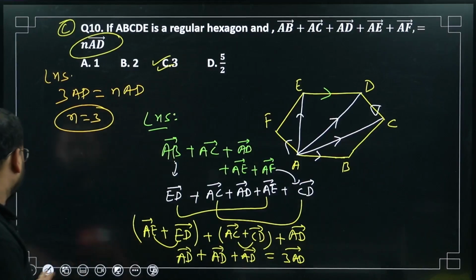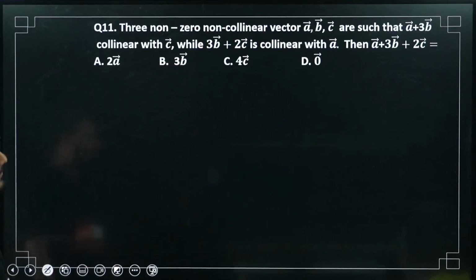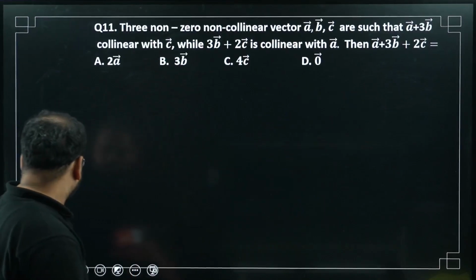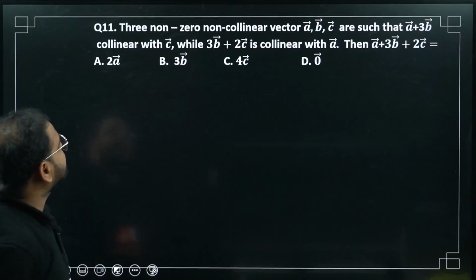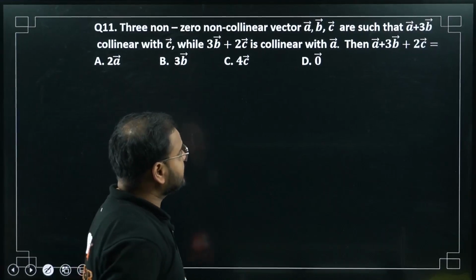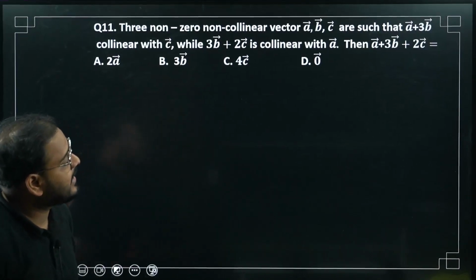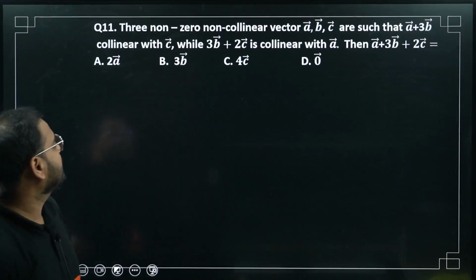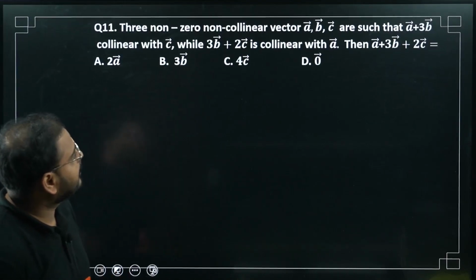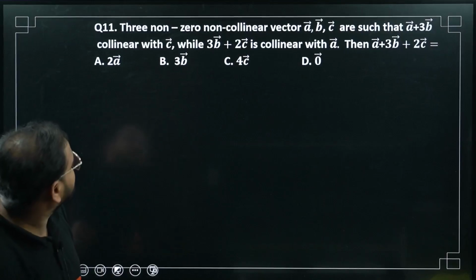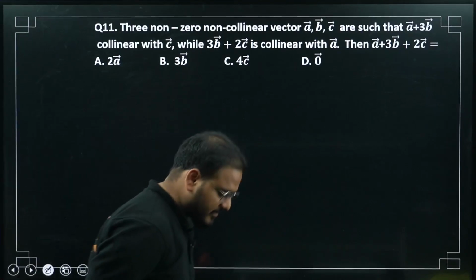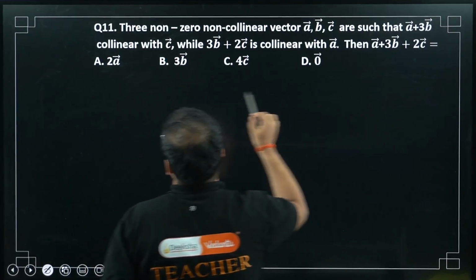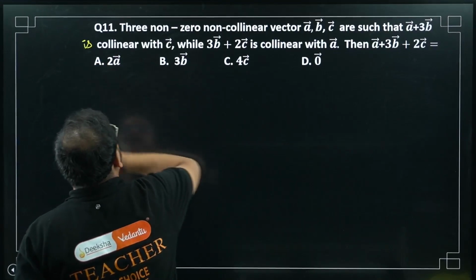Okay. So moving on to question number 11. Question number 11 says three non-zero non-collinear vectors A, B, C are such that A plus 3B is collinear with C. Great. What does collinear with C mean?